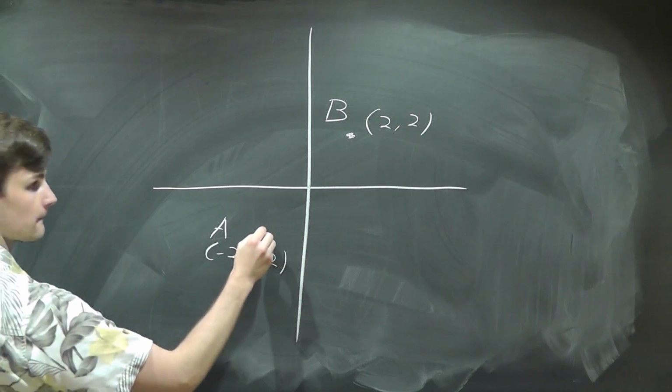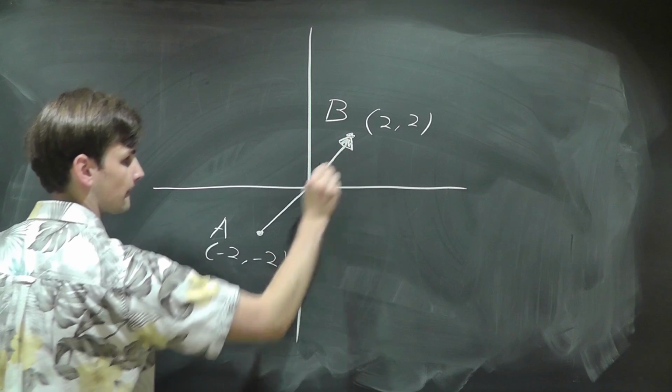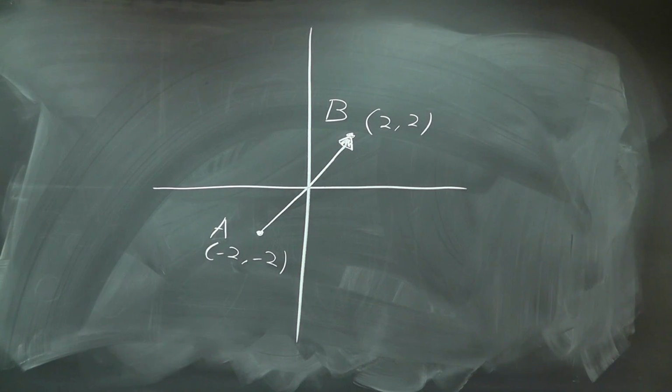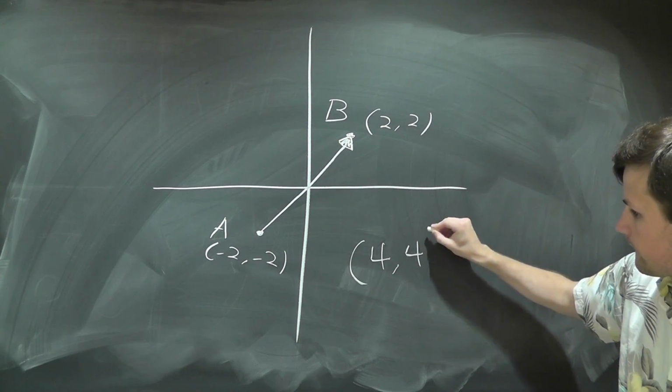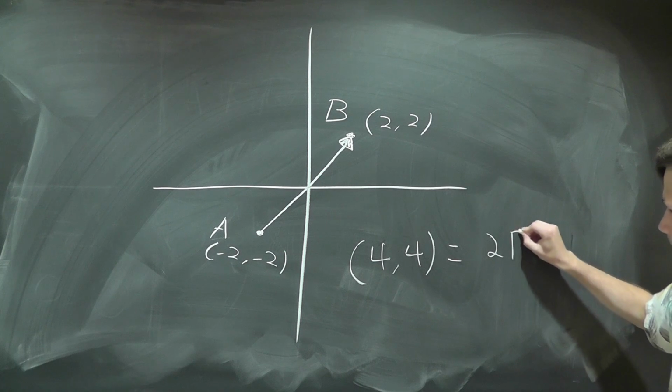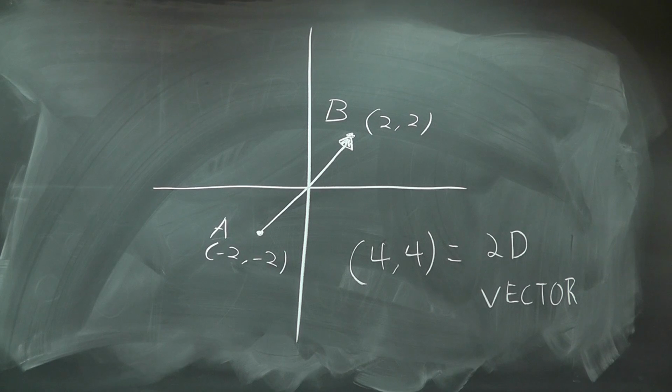Now clearly we can draw an arrow from point A to point B indicating in which direction and how far we need to move in order to get to point B from point A. And this information can be held in a two-dimensional vector of 4, 4, indicating we need to move 4 points to the right and 4 points up in order to get to point B. These vectors hold a lot of information for physicists because they tell both the magnitude and direction of any given movement.